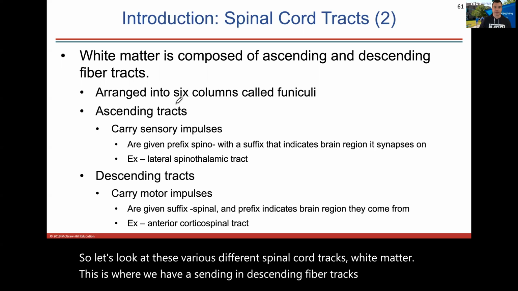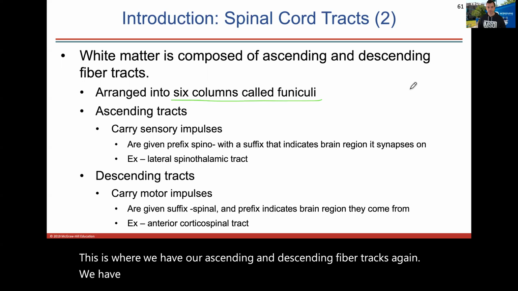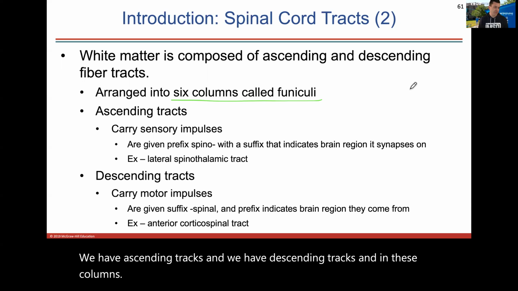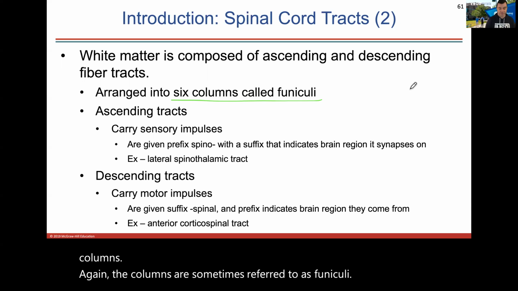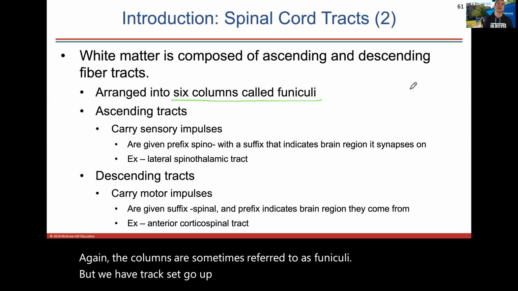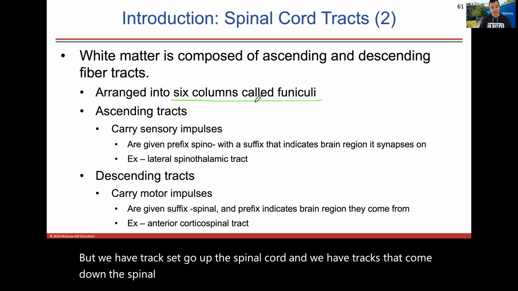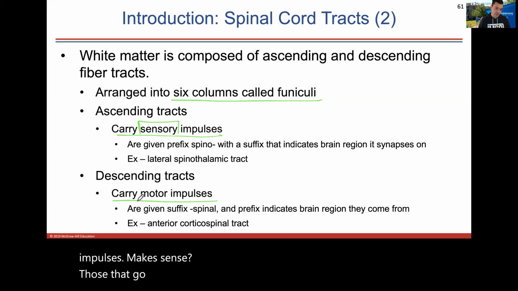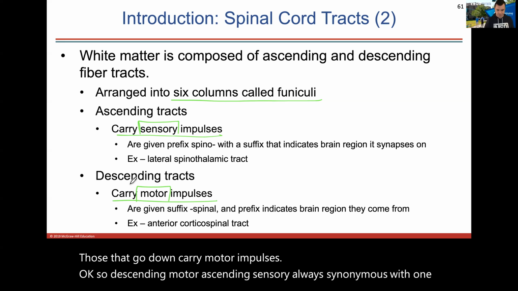Again, we have 6 columns. We have ascending tracts and we have descending tracts. And in these columns, again, the columns are sometimes referred to as funiculi. But we have tracts that go up the spinal cord and we have tracts that come down the spinal cord. Those that come up the spinal cord carry sensory impulses. Makes sense? Those that go down carry motor impulses. Okay? So descending, motor, ascending, sensory, always synonymous with one another, right?